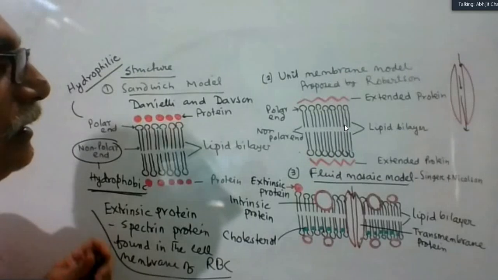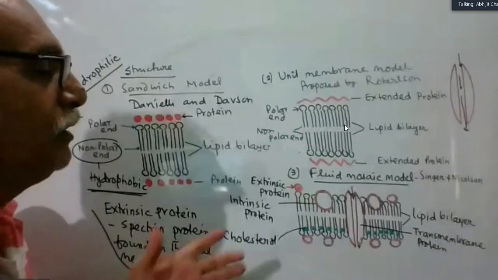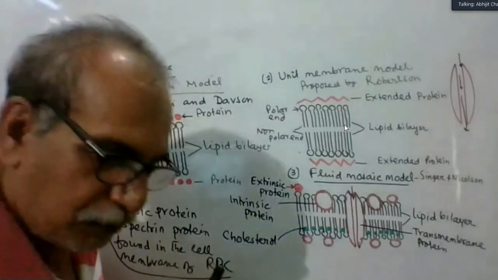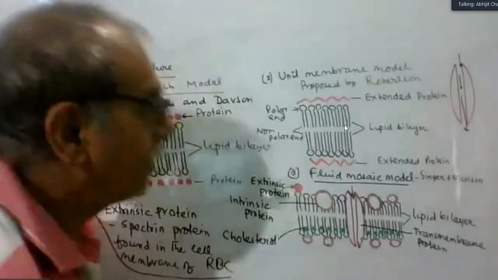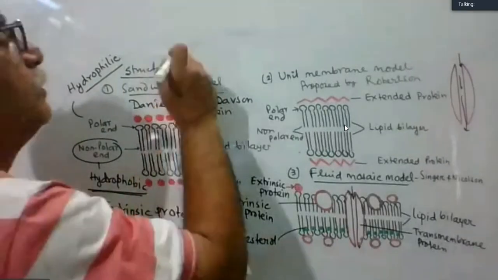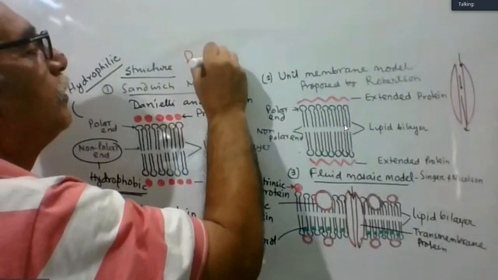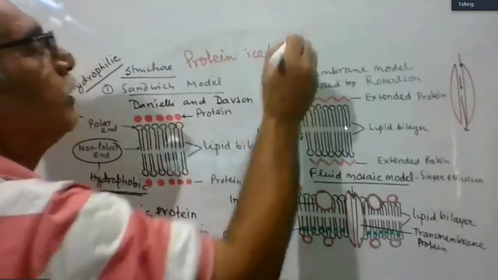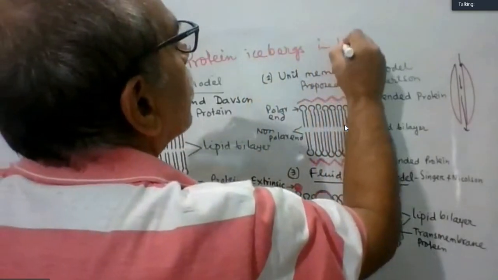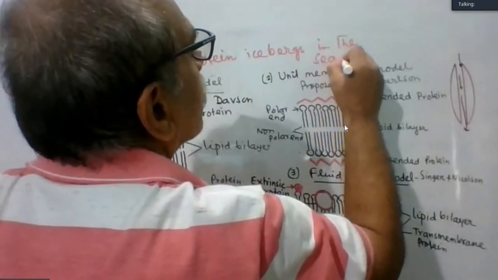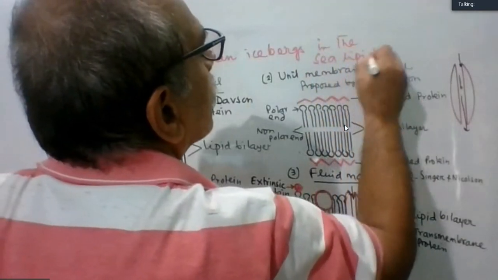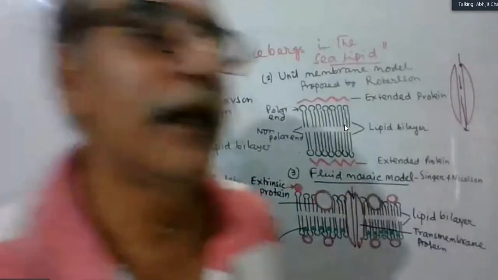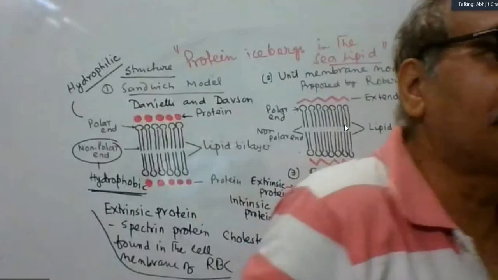The most important thing here, in the fluid mosaic model, may be compared with the protein iceberg in the sea of lipids. Now the question comes. Protein iceberg in the sea of lipid, this is how it is explained.